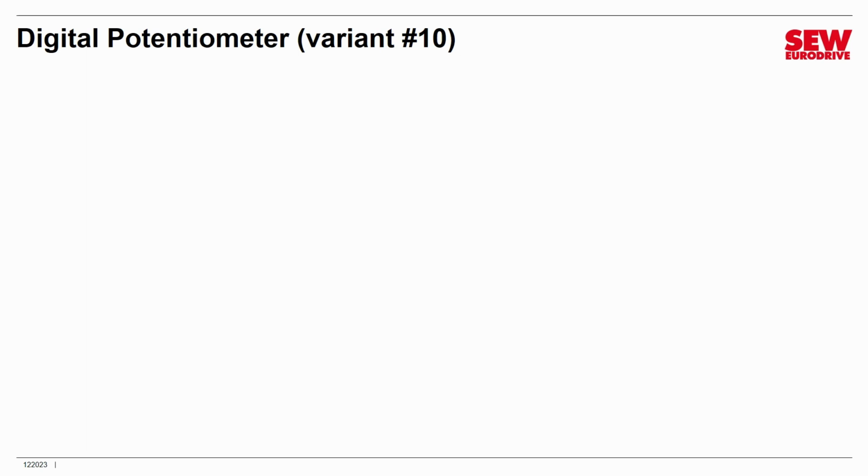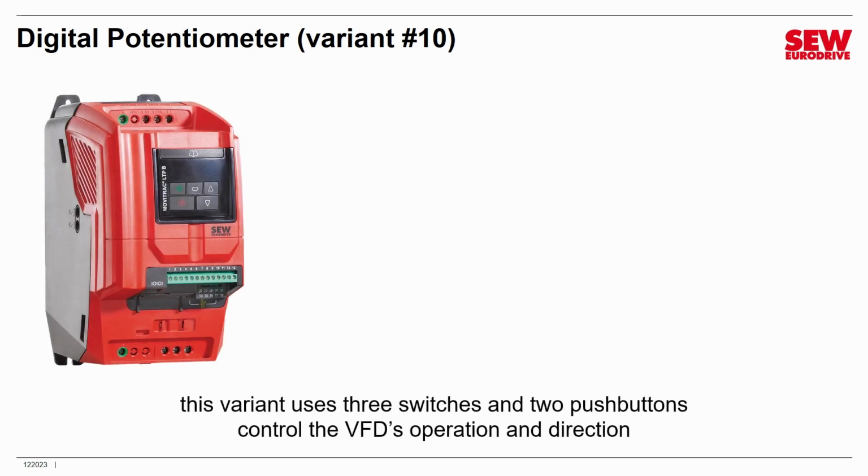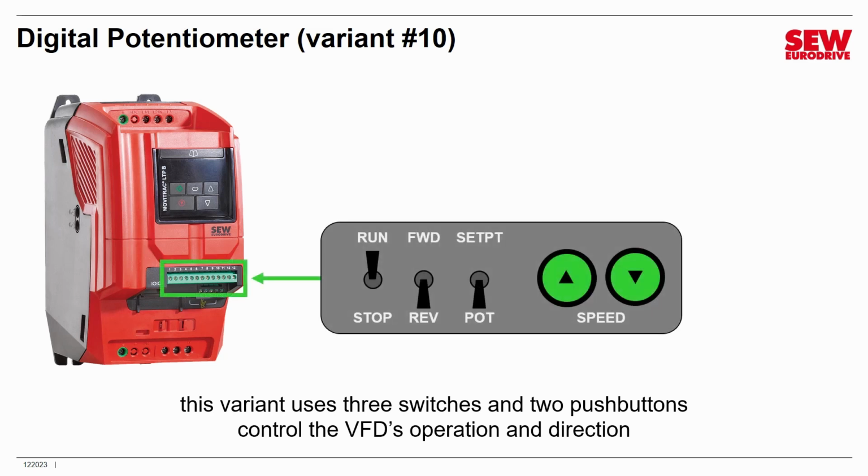This is variant number 10. This uses something called a digital potentiometer. We haven't used this term before, so I'm going to explain what it is in just a minute. This variant uses 3 switches, regular ones, just on-off toggle type switches, and 2 push buttons to control the VFD's operation and direction. So we would have a control panel sort of like this. We would have a run-stop switch, a forward-reverse switch, and a switch that would select between a set point speed and the potentiometer. And then we would have 2 up-down buttons that would control the speed.